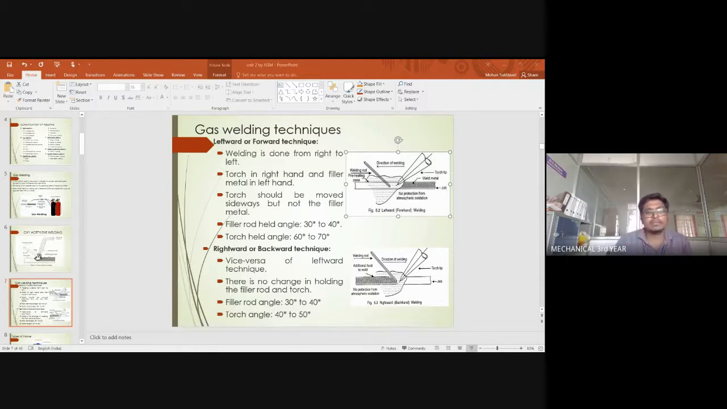Okay, then we have a step down transformer also, which can convert 200 to 400 volts to a normal open circuit welding voltage of 50 to 90 volts and 50 to 250 amps. The amps can be changed according to the thickness of the plate. According to the thickness of the plate, the amps have to be reduced or increased.